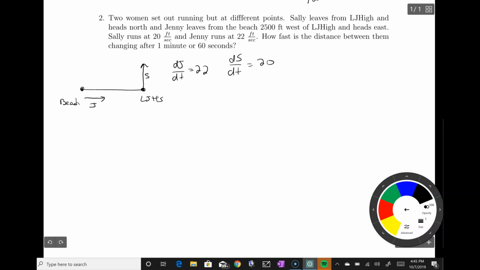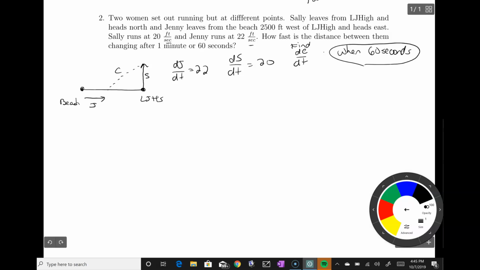I'm trying to find out the rate the distance between them is changing. I'll call that C again, so find dC dt, and the when in the information that we're trying to use is 60 seconds, and I'm using that because they're running 22 feet per second. So that's the information I'll use to find out the distances.